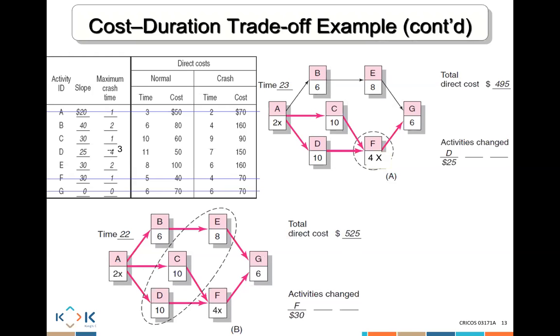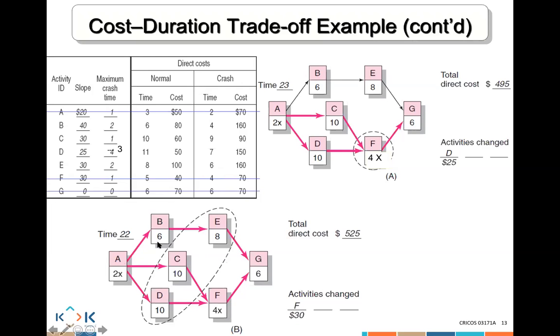Each path is 22. So what do I crash now? I know I can't crash A, I can't crash F, and I can't crash G. So I know I have to crash D from the first path, and I have to crash C from the next path, because A, G, and F can't be crashed, so C is the only one available. And here, I can either crash B or E. B will cost me 40, E will cost me 30. That's why we choose E.